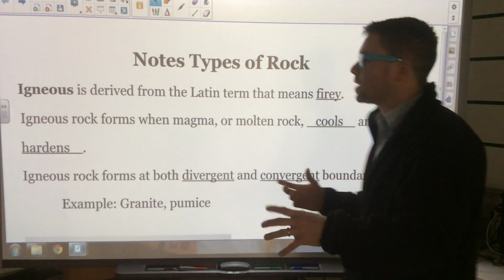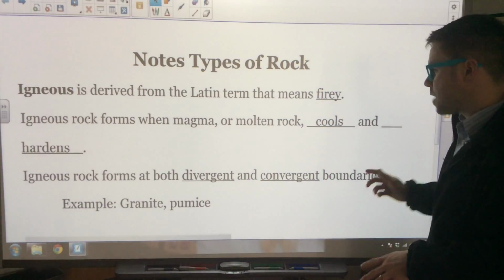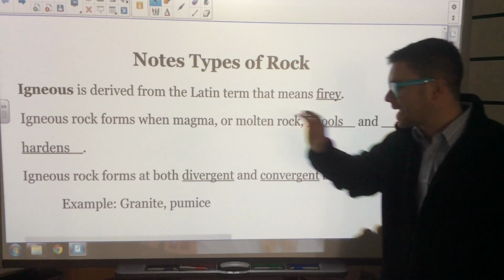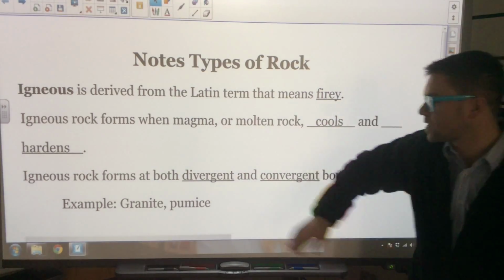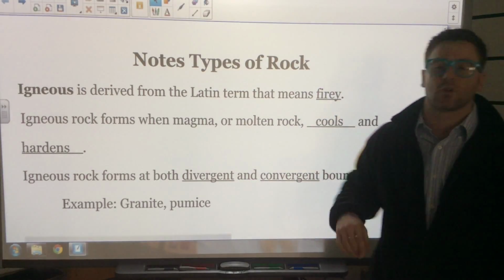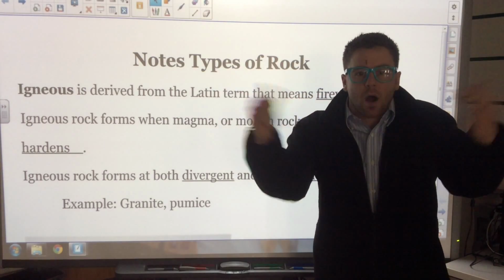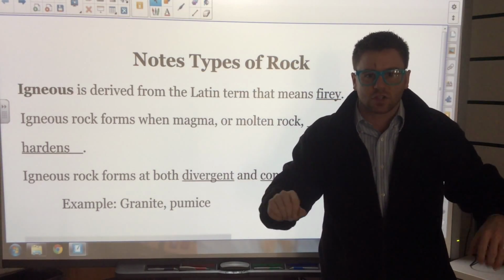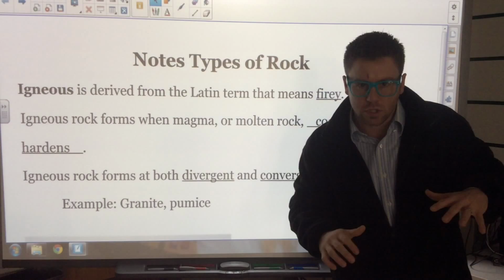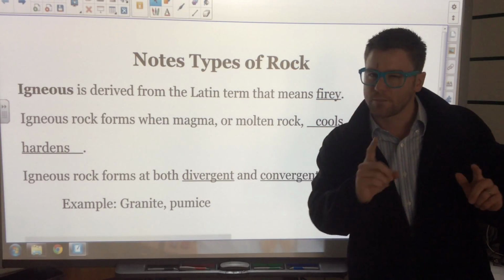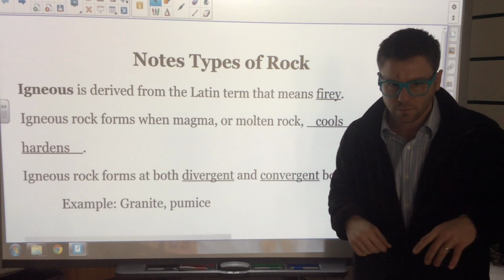And igneous rock is a relatively hard rock. So igneous rock forms when magma or molten rock cools and hardens. It forms at both divergent and convergent plate boundaries, right? So where we have the mid-ocean ridge moving apart, spewing lava out onto the surface, hardening into new oceanic crust, that's going to be igneous rock, mostly basalt igneous rock.